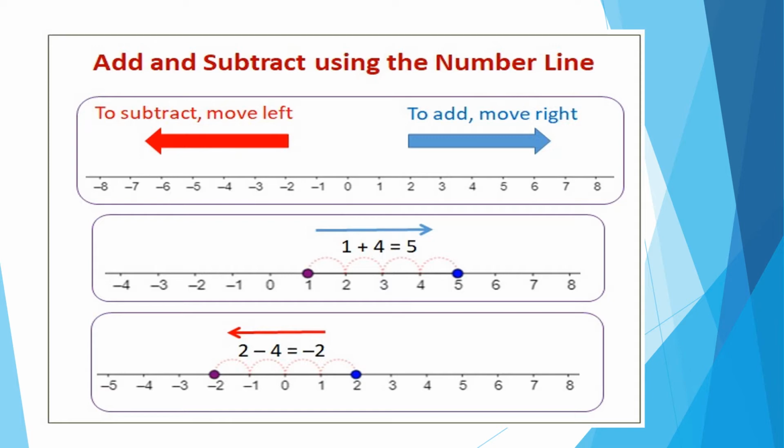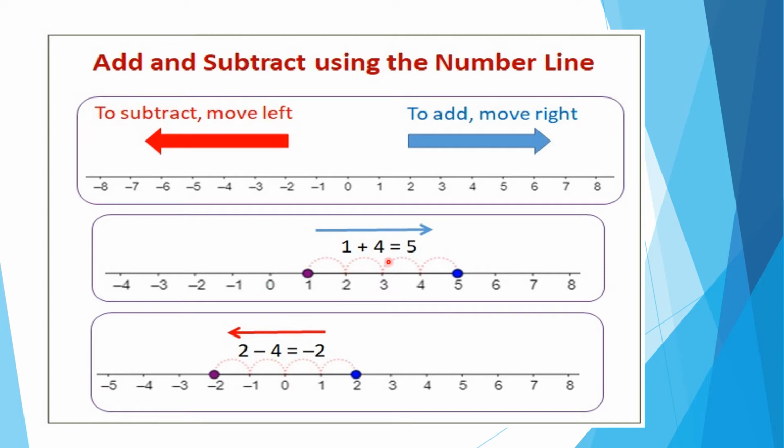Let us see how to do addition and subtraction on a number line. When we add, we move to the right side of the number line, and when we subtract, we move to the left side of the number line. Now here you can see this is 0.